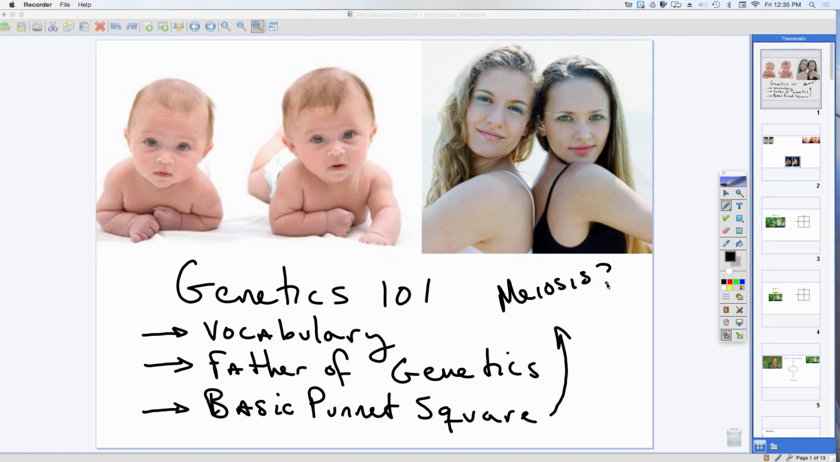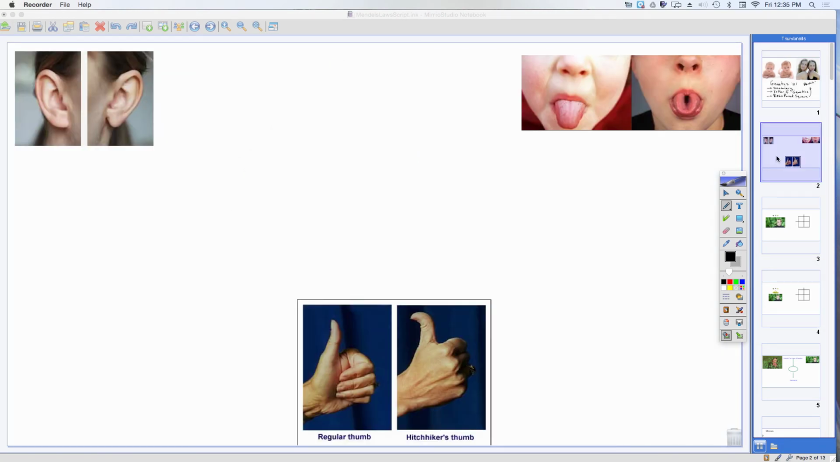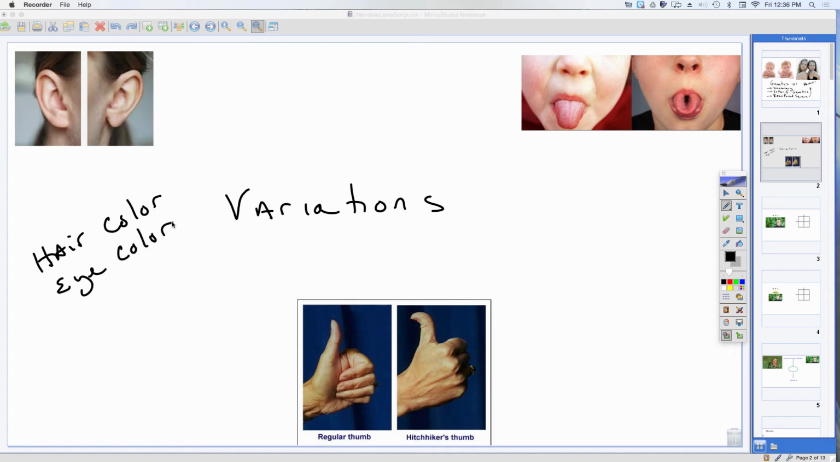Have you ever noticed that when you look at people, some people have variations that are different from the characteristics that you have? So clearly we note that there are a wide range of variations in hair color and eye color and height and hair texture and skin color and so on.